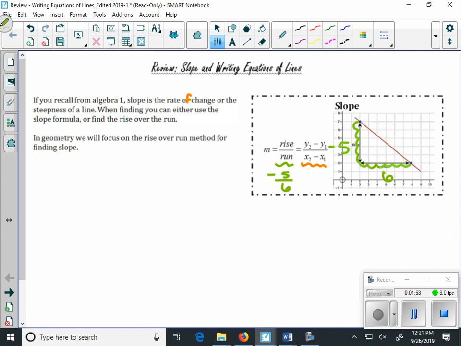Does negative 5 over 6 simplify? Nope. And if it did, still leave it like that. They're not picky on the OST, so I'm not going to be picky on the OST. Don't simplify a fraction unless the directions say to simplify. Okay, but there's slope. Let's take a look at a few more examples.